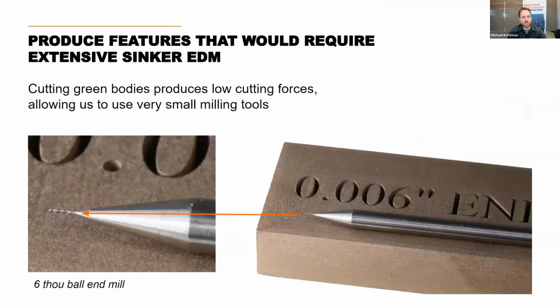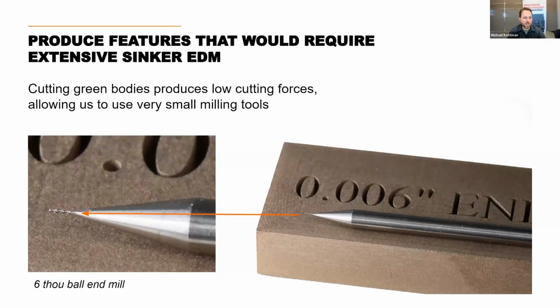Great. Like I mentioned, we do all this machining in the green body state. This is still just metal powder loosely bound by the binder. Because we're doing this in the green body state, there are really low cutting forces. On one hand, that lets us do a lot of these cuts substantially faster than you would ever do on a hardened tool steel. But it also lets us use very small milling tools. This is the 6 thou ball end mill that I mentioned we added as a result of customer feedback.